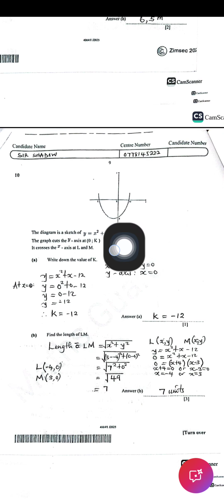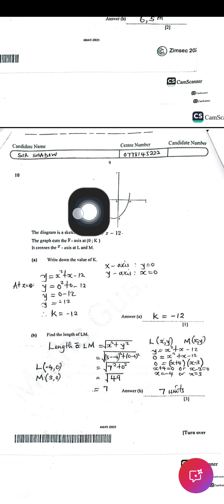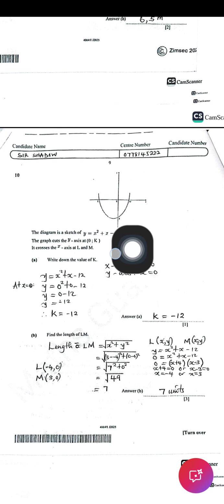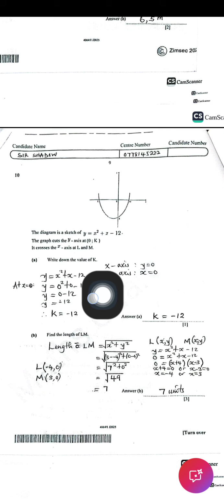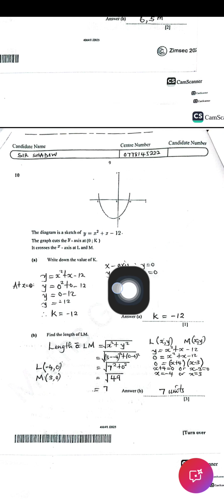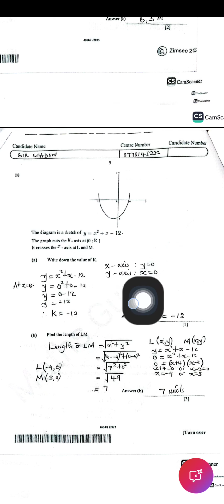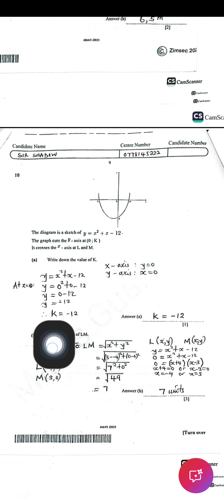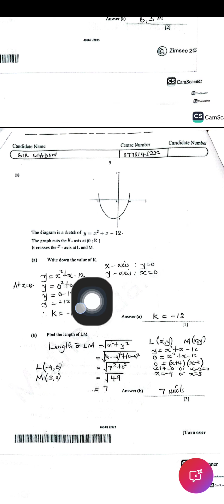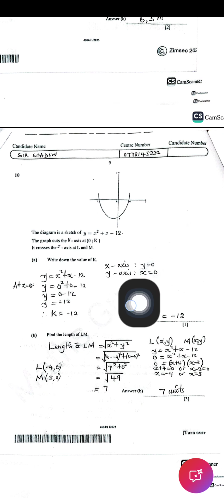at point k. But remember, whenever the graph cuts the y-axis, x equals 0. Whenever the graph cuts the x-axis, y equals 0. This graph cuts the y-axis at point k, so x equals 0 here. So when x equals 0, you take your graph, y equals x squared plus x minus 12, and substitute 0 where there is x.